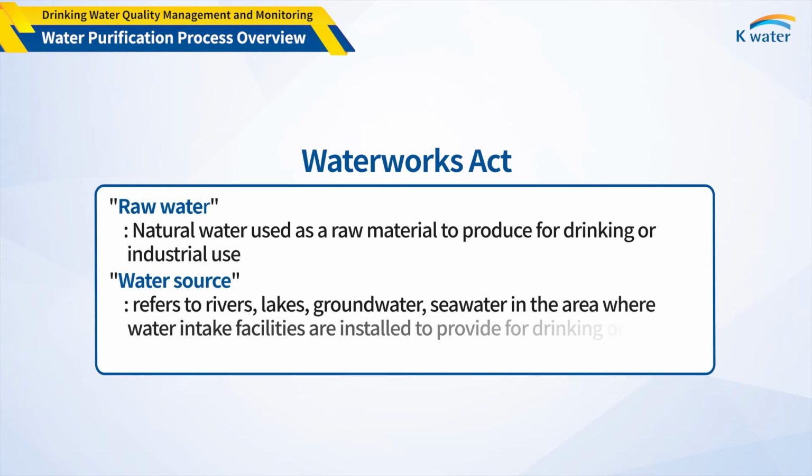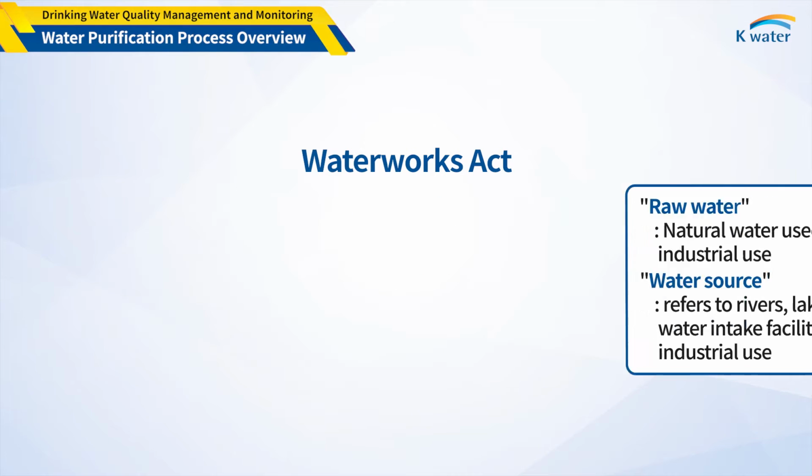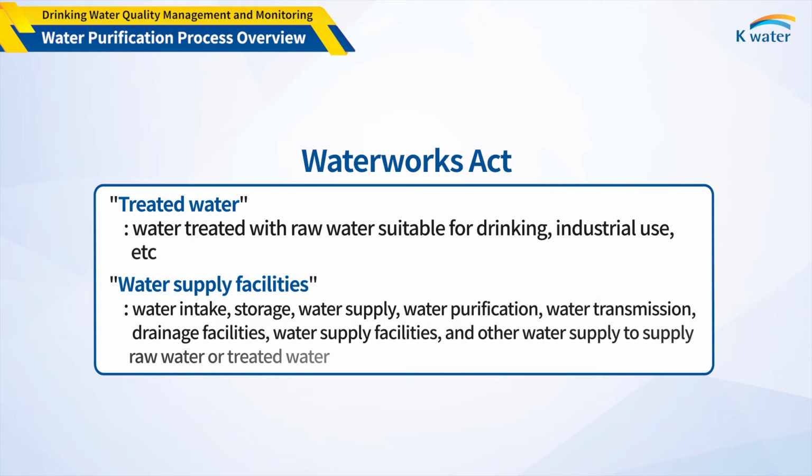There are basic terms we need to know in the water treatment process. Raw water is the raw material used to produce domestic or industrial water. Water sources refer to rivers, reservoirs, groundwater and seawater in areas where water intake facilities are installed. Treated water refers to water supplied through pipelines for domestic or industrial use. Domestic water quality is being managed at the level of drinking water in Korea. All facilities from water intake to distribution to supply water are called water supply facilities.